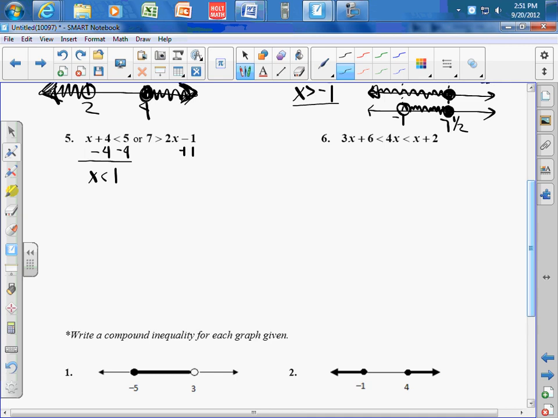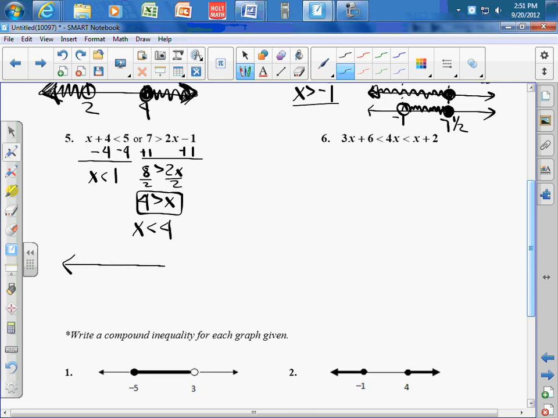When I add 1 to both sides here, I get 8 is greater than 2x. Dividing both sides by 2, I get 4 is greater than x. But remember, in order to graph, I want the x on the left side. So I'm going to flip this whole thing over, and it's going to read x is less than 4.